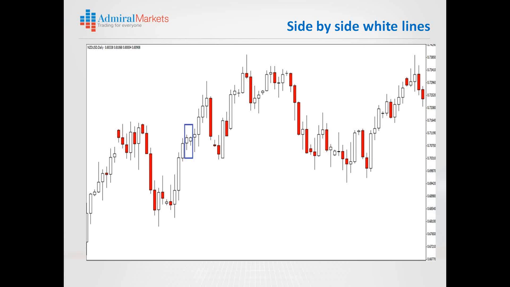So basically, it's side by side white lines. It's continuation pattern. We go up after this. So it's some sort of consolidation in a bullish uptrend. Remember this. If you spot this or variant of this candlestick, you always have to know, prepare to go long.